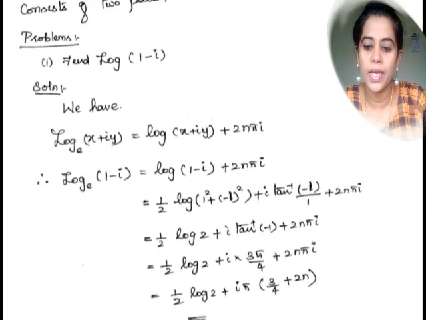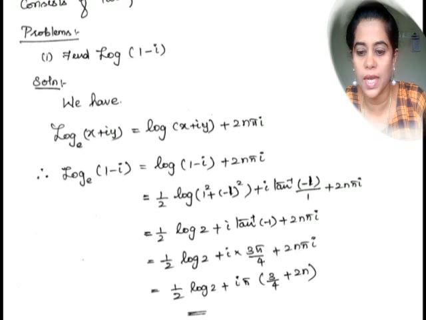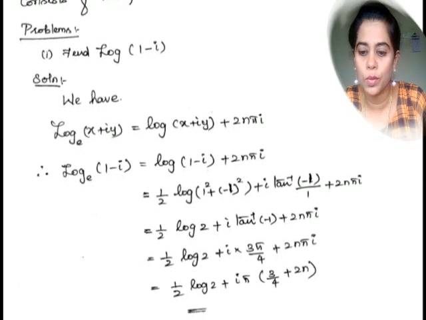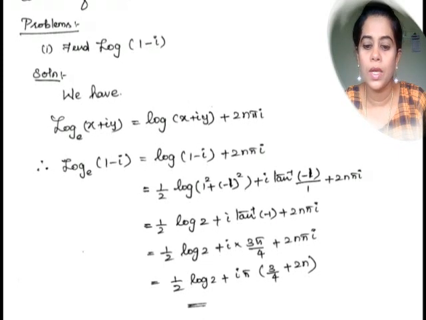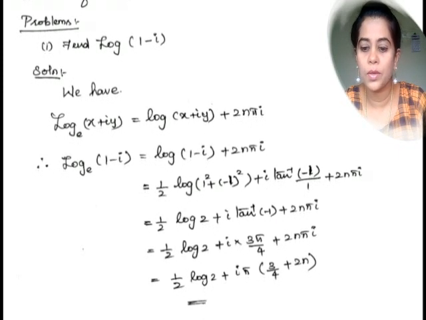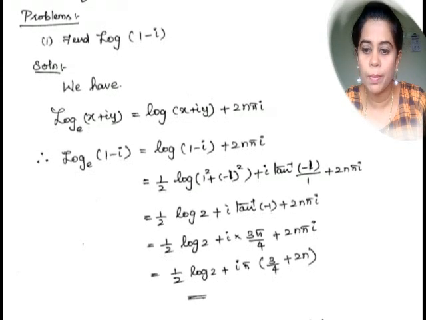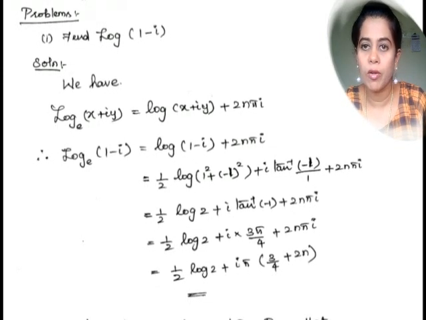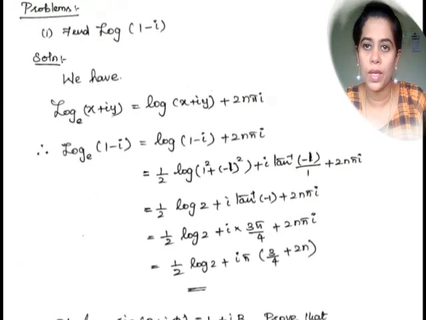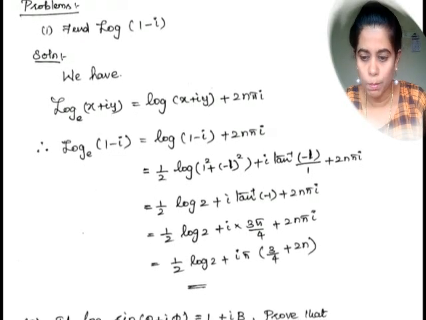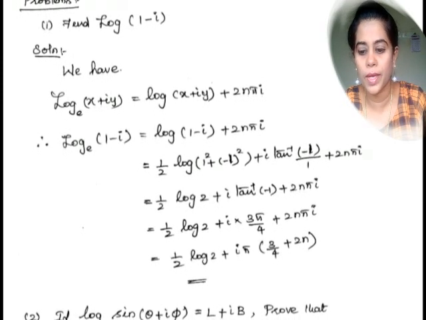According to that, instead of x plus iy, here we have 1 minus i. What is x? x is equal to 1 and y is equal to minus 1. So log of 1 minus i to the base e is equal to the principal log of 1 minus i plus 2n pi i. That will be written as 1 by 2 log of 1 squared plus minus 1 squared, plus i tan inverse of minus 1 by 1, plus 2n pi i.